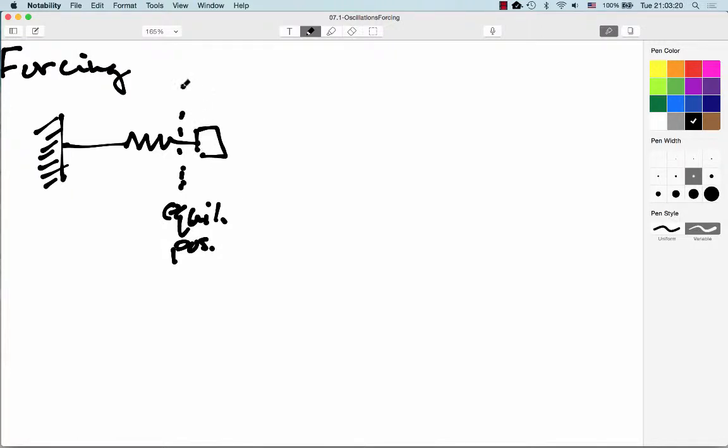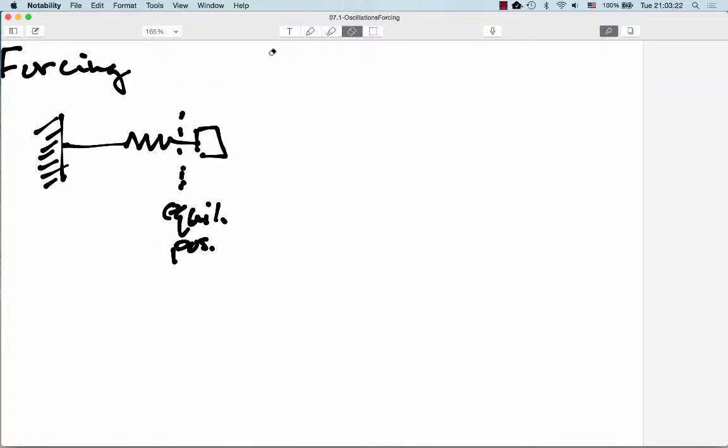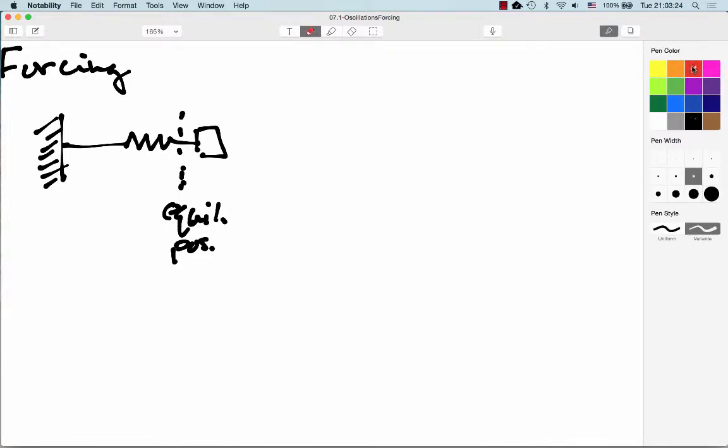So I'll be feeling a restoring force to the left. Let's also just say for the moment it's moving to the right. So in that case, I'll also be feeling a damping force to the left, minus C x dot.